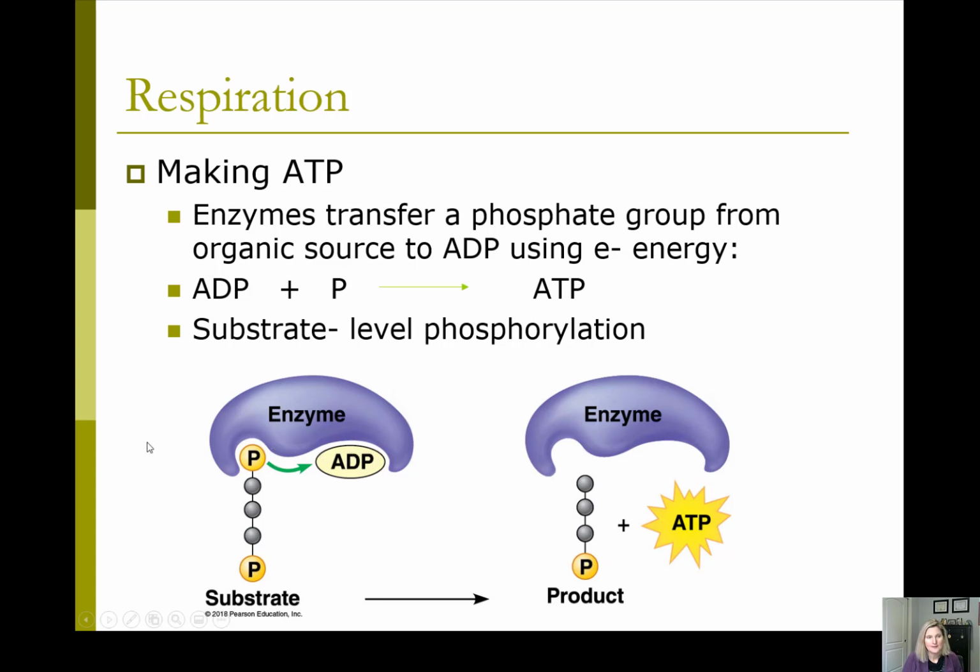Okay, so this is going to occur with the help of those electrons. They're using electron energy to drive this reaction to form that ATP. Okay, so enzymes transfer the phosphate group from the ADP using the electrons that were transferred to the mitochondria. We call that substrate level phosphorylation. We'll talk more about that.